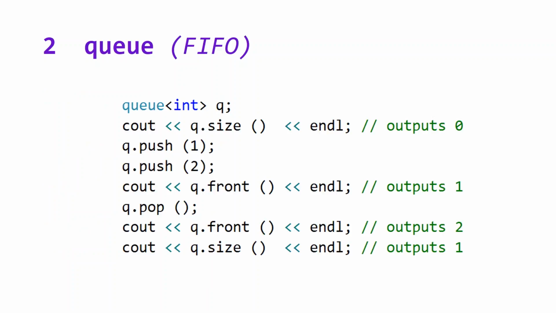Taking a look at our code example, we declare our queue of integers. At this point, the size of our queue is equal to 0. We then push on the integers 1 and 2 to our queue. The front method will then return the first value that we pushed on to our queue, which is 1. We then pop off the 1, front will then return 2, and on our final line, the size method will return 1 as the size of our queue is 1.